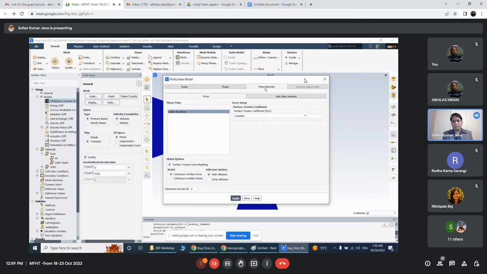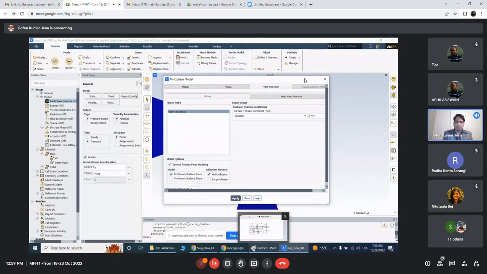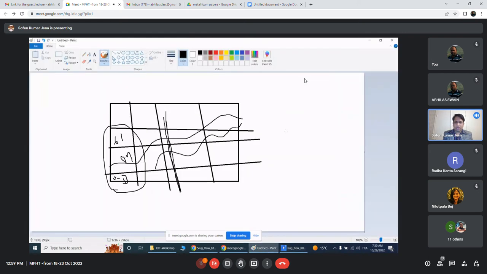Then there is an option called phase interaction. In this phase interaction, as I told, we have to provide the surface tension force as a line force in terms of a volumetric force, that is done by some bracket. So here you provide the coefficient of the surface tension. That's all. So you have the continuum surface force, you have wall adhesion. Again, what is wall adhesion and all?